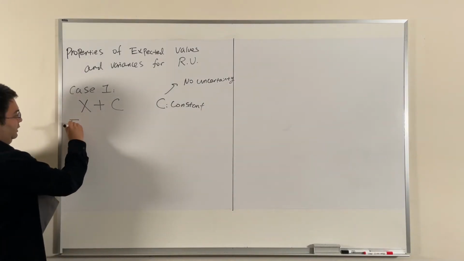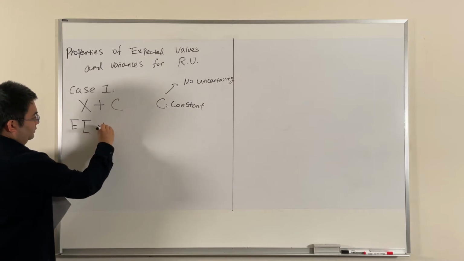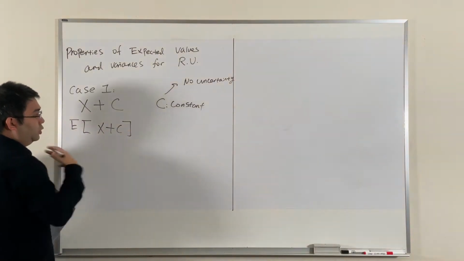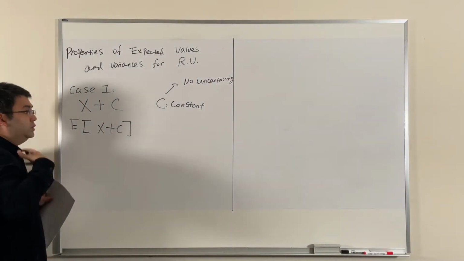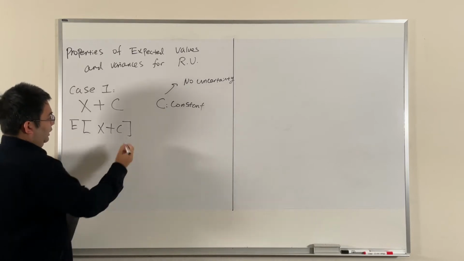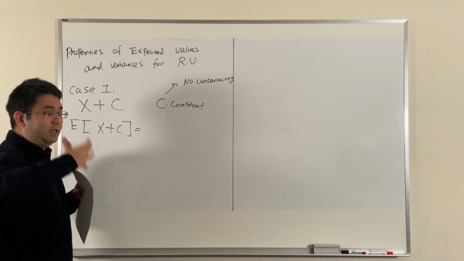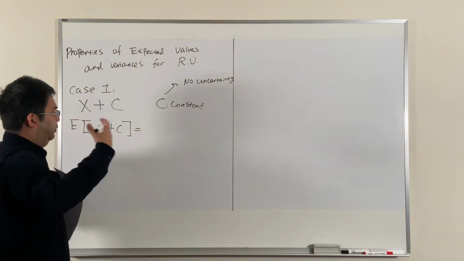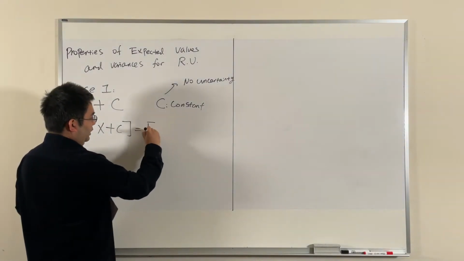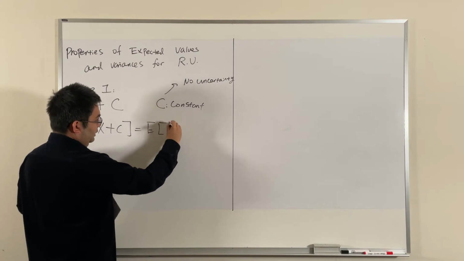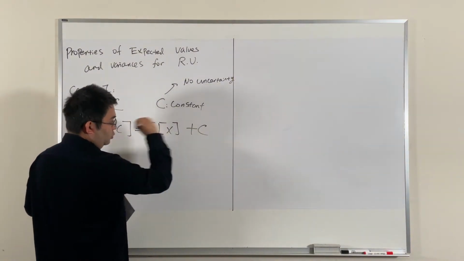So what is the expected value of the random variable plus a constant? If we look at the expected value of x plus c, we know c for sure. So there's no uncertainty in c, and the only value that you need to have expectations on is your random variable x. So this equals the expected value of x plus your constant.